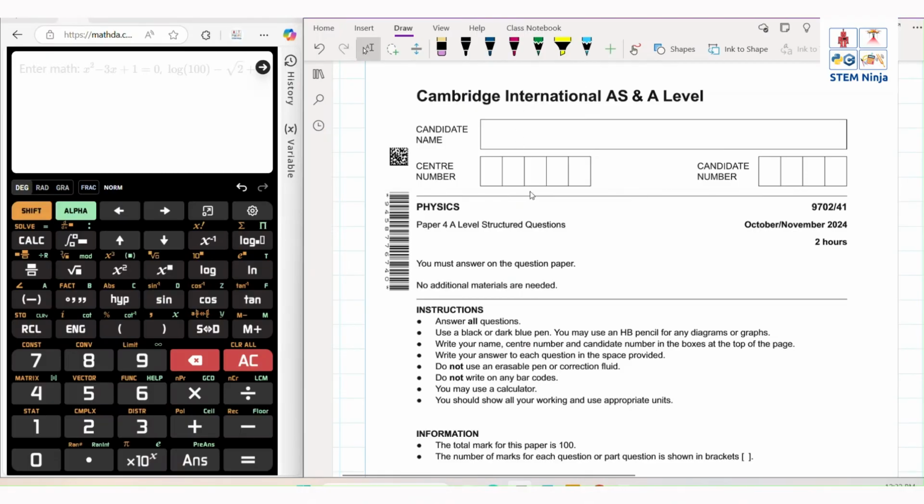Today we're going to talk about the Physics 9702, the CIE A-Level Physics Paper 4, variant 4.1, which is identical to 4.3, and the session in the exam year that we're going to talk about is October-November 2024. And this is for the preparation of May-June 25 exams.